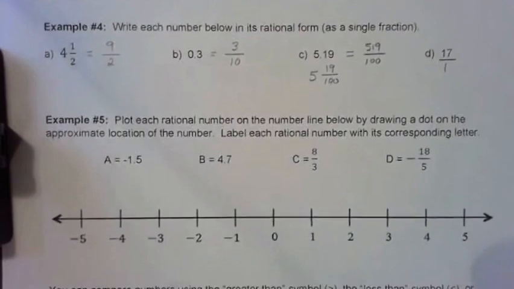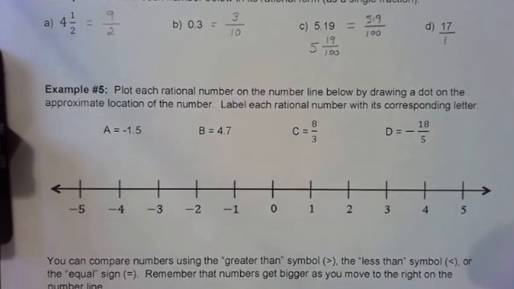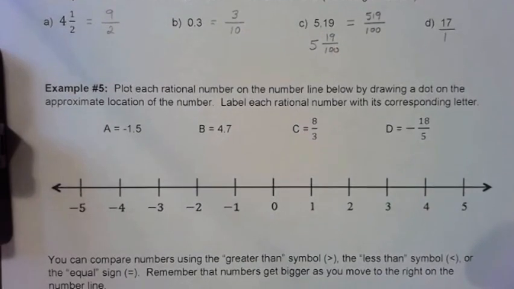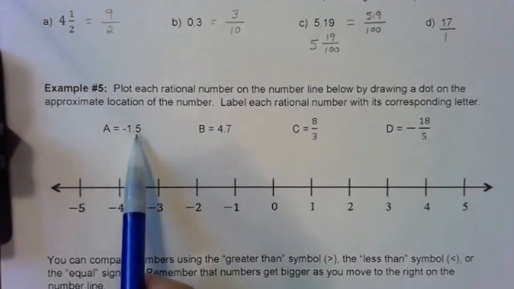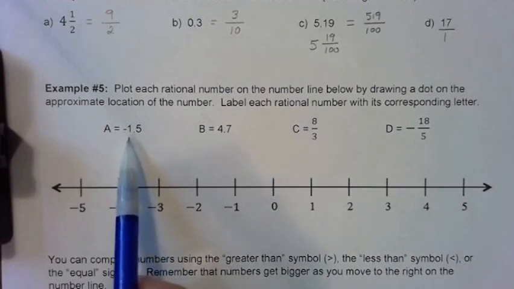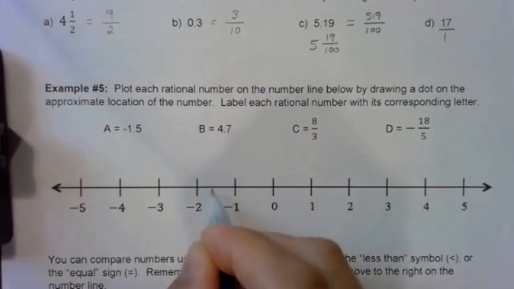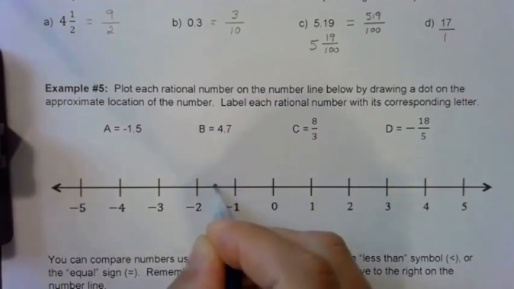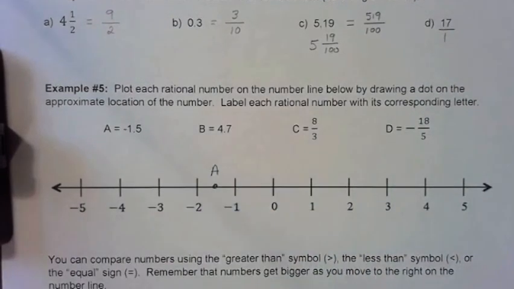Rational numbers we can plot on the number line, similar to what we were doing in our previous example. We're going to plot each of these rational numbers on the number line, again, by drawing a dot at the approximate location of where it would be located. Letter A is -1 and 5/10, -1 and a half. Well, that's going to be halfway between -2 and -1. So right here is where we can plot point A, -1 and a half.